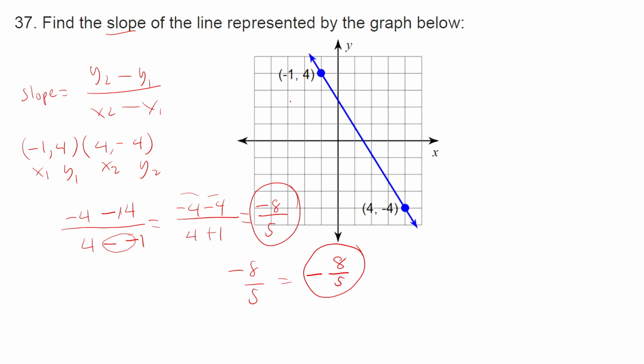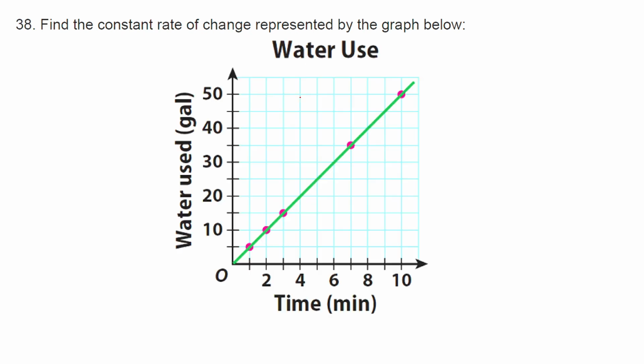Okay. Next, number 38. Find the constant rate of change represented by the graph below. Okay, we have to find the constant rate of change. Again, this is a proportional relationship because you see here it passes through the point 0, comma 0. Okay, so let's see. What is our constant rate of change?